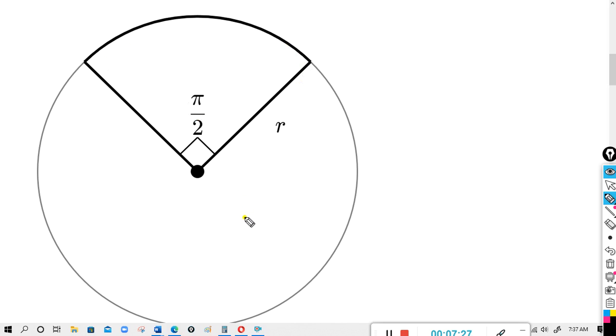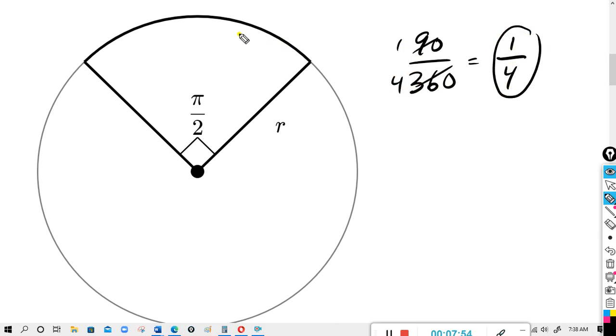Okay, well, there's actually 2 ways to do it. All right, they gave us that this is a right angle. So that's 90 degrees, and all the way around the circle is 360. So reducing that fraction, 360 divided by 90 is just 4. So it reduces to 1/4. So that's it right there. This arc is 1/4 of the entire circumference.